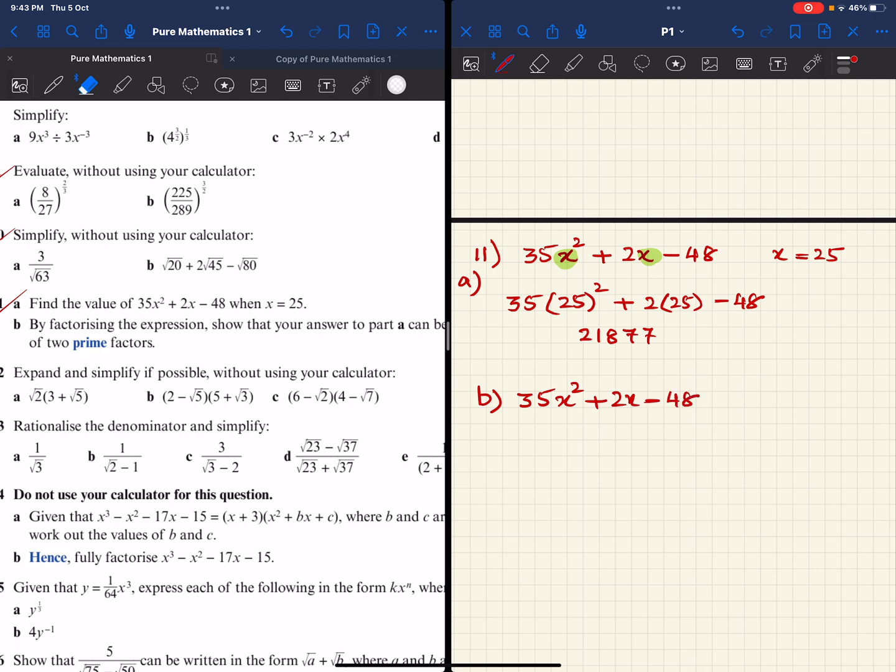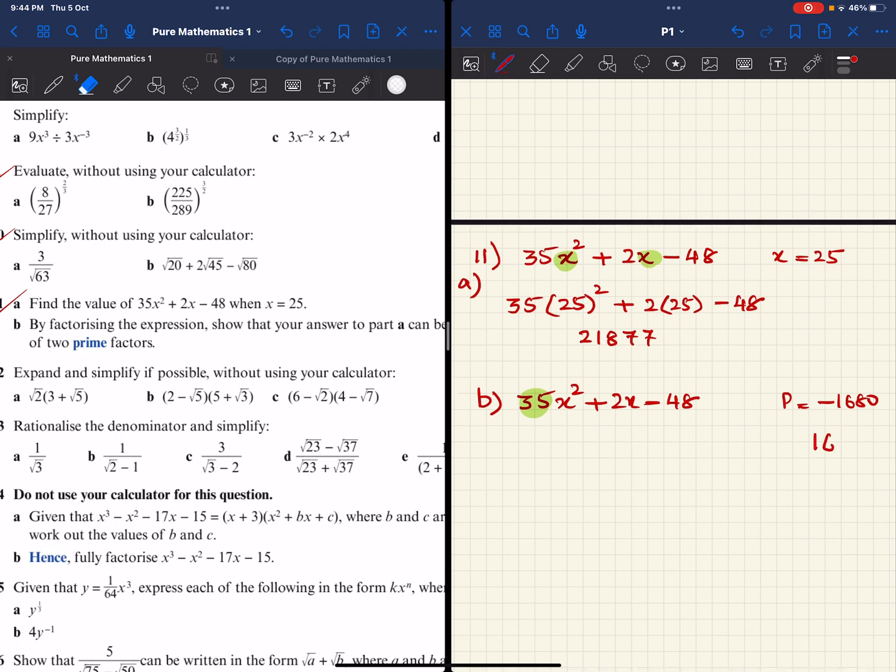Since we have a coefficient of x squared other than 1, we need to do this by splitting the middle term. Our product is 35 into negative 48, which is minus 1680. Then our sum is positive 2. We need to find out the breakup. So we will do 1680 to find the prime factors.